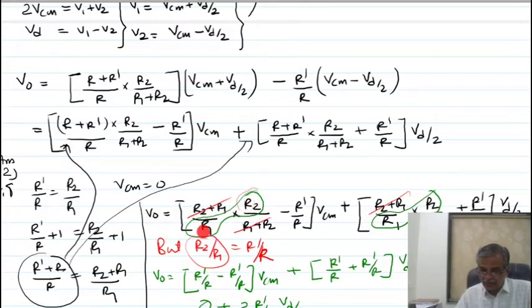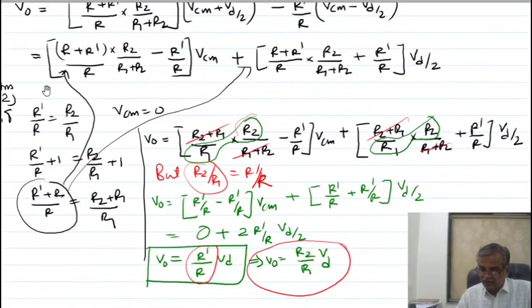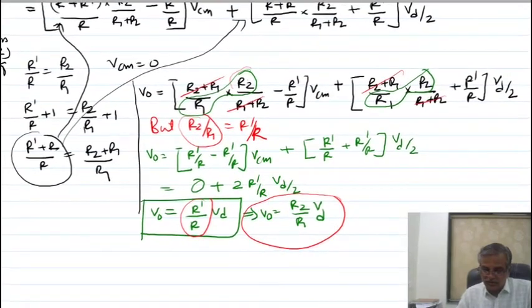But what is R2 by R1? R2 by R1 is nothing but R dash by R. So this term is 0. Here R dash by R. Look here, what I did. Here R dash by R upon R2 by R. So I added 1 here. So I will get R dash plus R upon R is equal to R2 plus R1 upon R1.